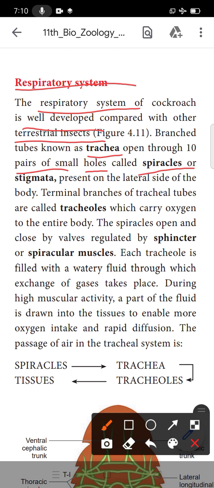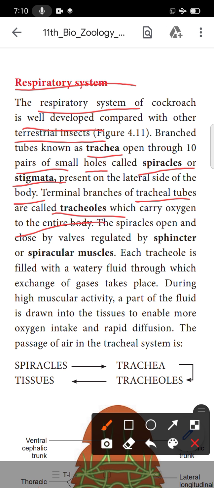So the branched tubes known as the tracheae open through 10 pairs of small holes. 10 pairs means how many? It is 20. So 20 spiracles are present. The spiracles, or stigmata, are present on the lateral side of the body. The terminal branches of the tracheal tubes are called the tracheoles, which carry the oxygen to the entire body.